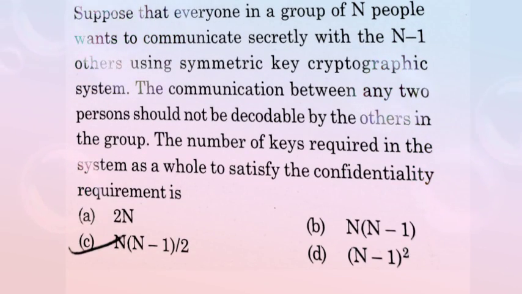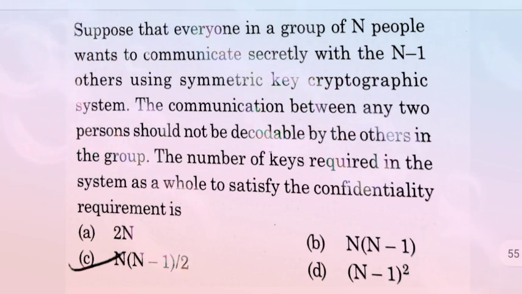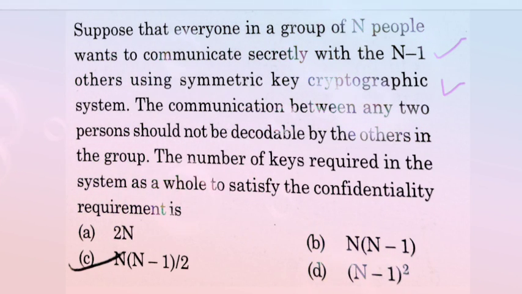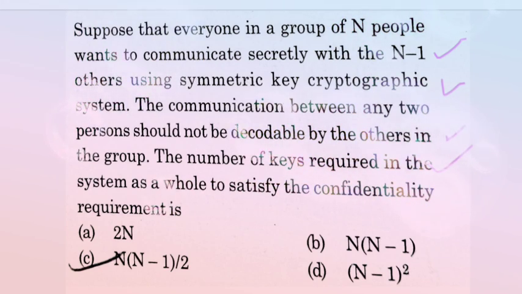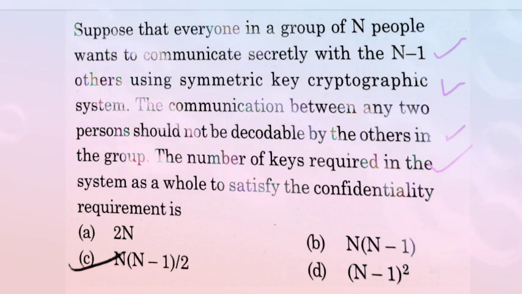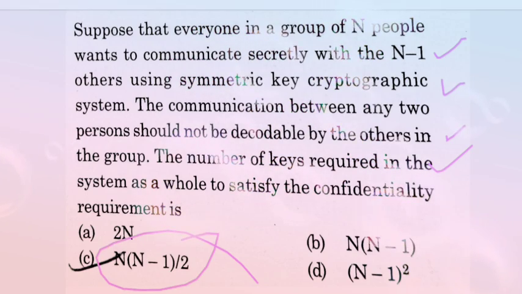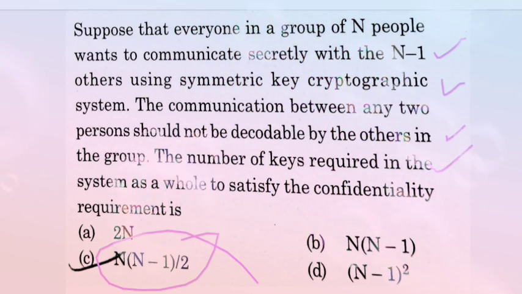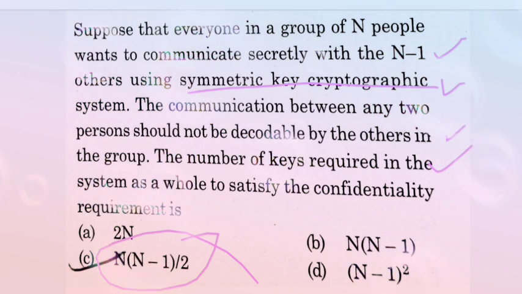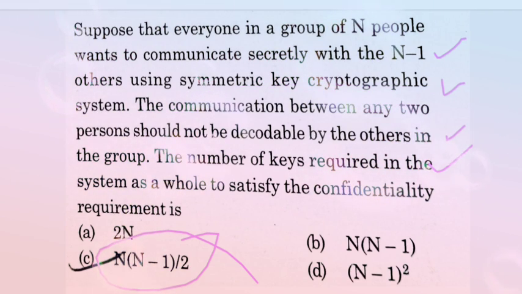Okay, now come to the next question. Suppose every person in a group of n people wants to communicate secretly with the n-1 others using a symmetric key cryptographic system. The communication between two persons should not be decodable by the others in the group. The number of keys required in the system as a whole to satisfy the confidentiality requirement is? So the correct answer is option C, because we know that in the case of symmetric key cryptography we need n into n-1 by 2 keys. So option C is your correct answer. Now come to the next question.